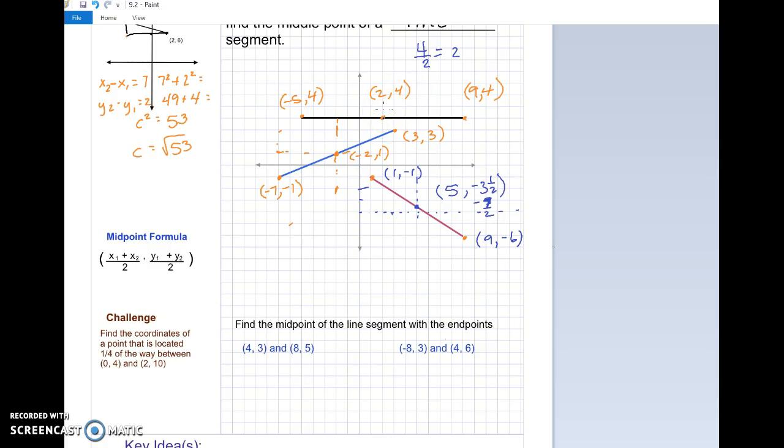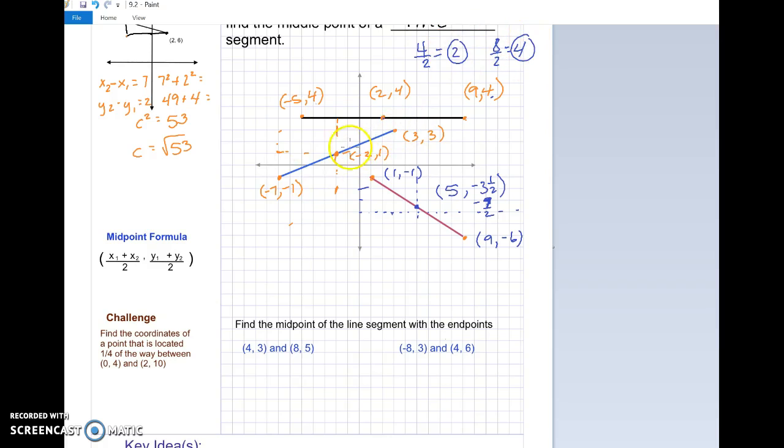Let's see if it works for the y's. Well, it should work for these y's because they're not changing in any way. 4 plus 4 is 8, divided by 2 is 4. And so here's my x, here's my y.